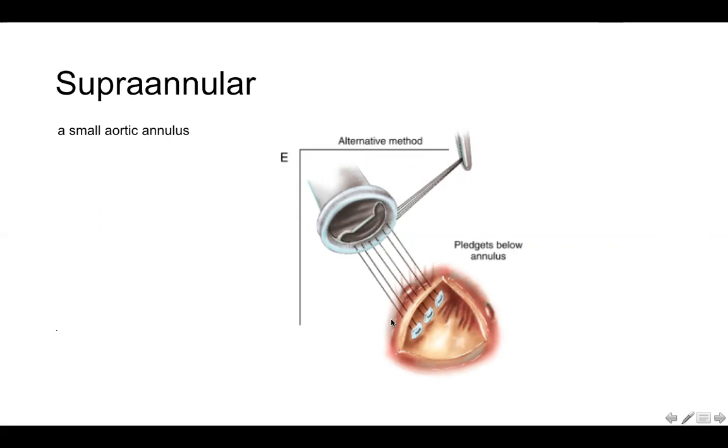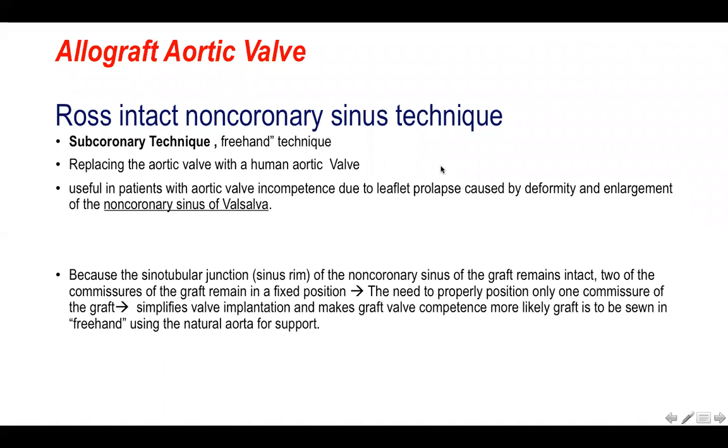We'll move on to the allograft aortic valve, called the Ross intact non-coronary sinus technique. The allograft is a homograft, I mean replacing the aortic valve with another human aortic valve. Usually the homograft comes with the intact non-coronary sinus, that's why it's called the intact non-coronary sinus technique, or in some books and articles, the subcoronary or freehand technique. It is useful in case of AI due to leaflet prolapse or deformity and enlargement of the non-coronary sinus.